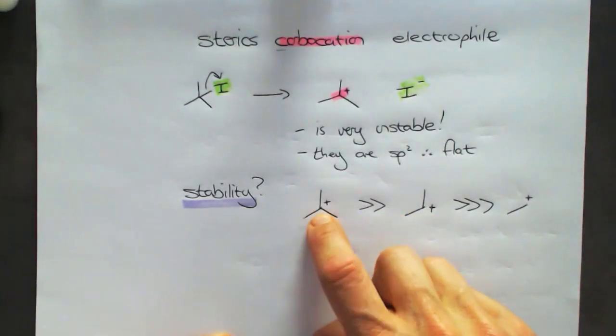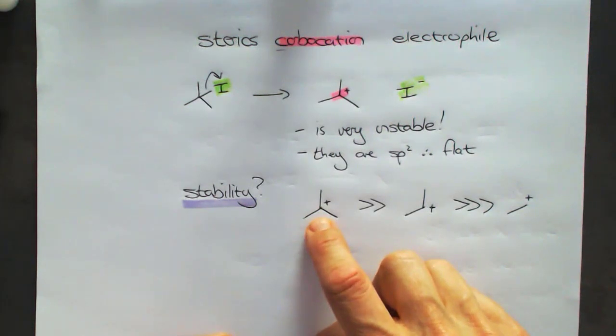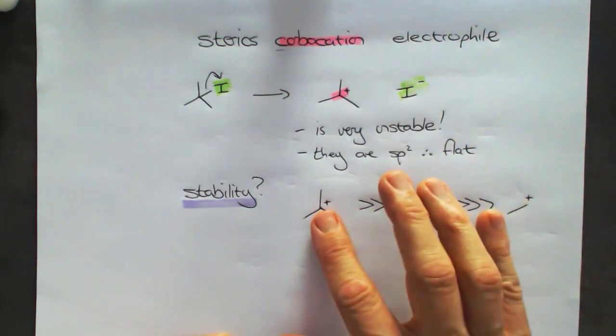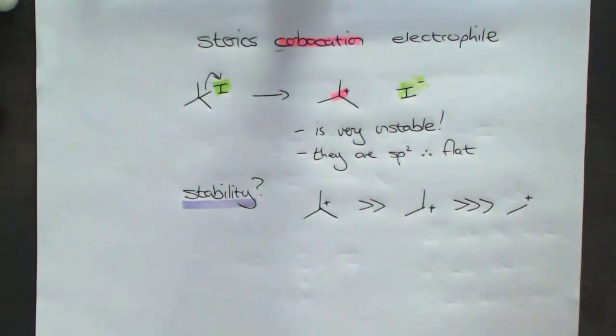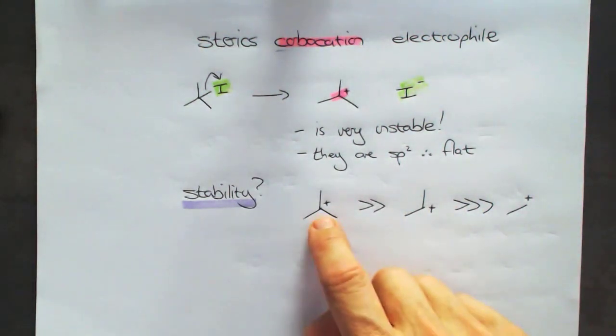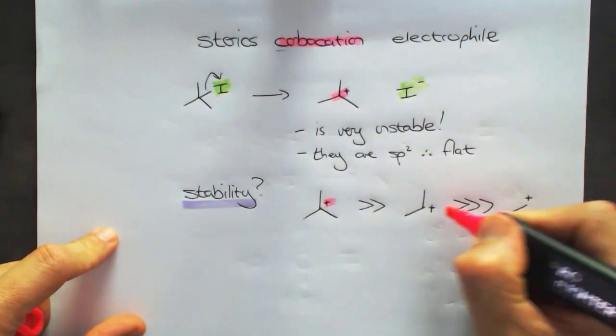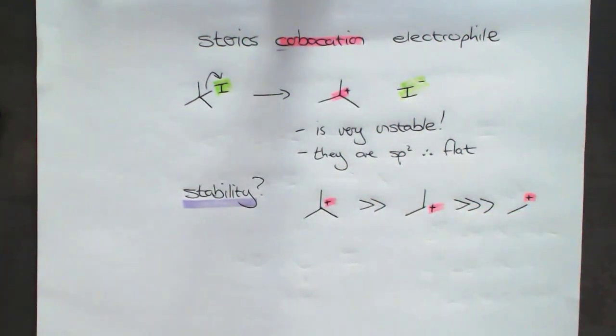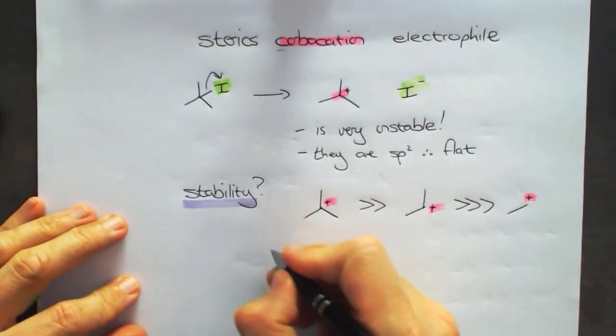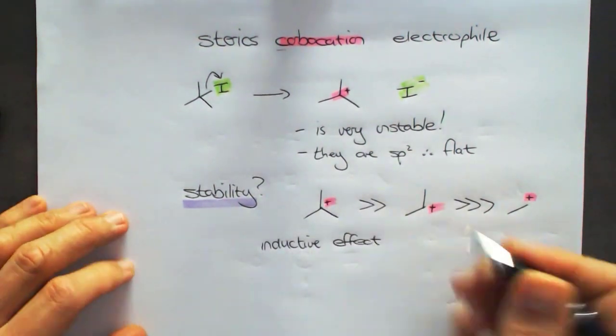But a tertiary carbocation is a whole lot more stable. Let's keep that in context over here. I'm not saying that a carbocation is stable in any way, shape, or form, just that a tertiary one is more stable than the rest. Why is that? The answer comes from something that we've seen before called the inductive effect.